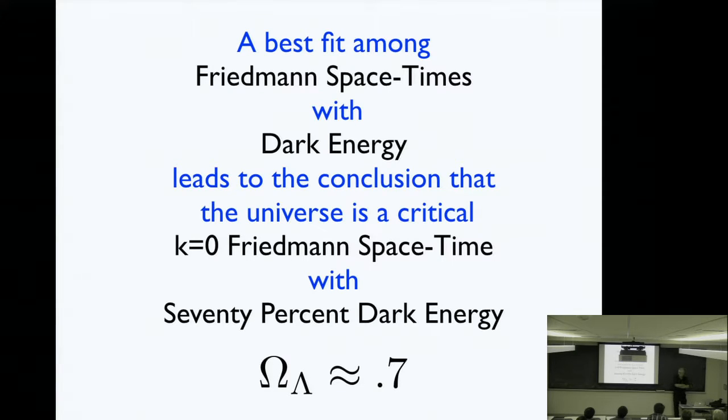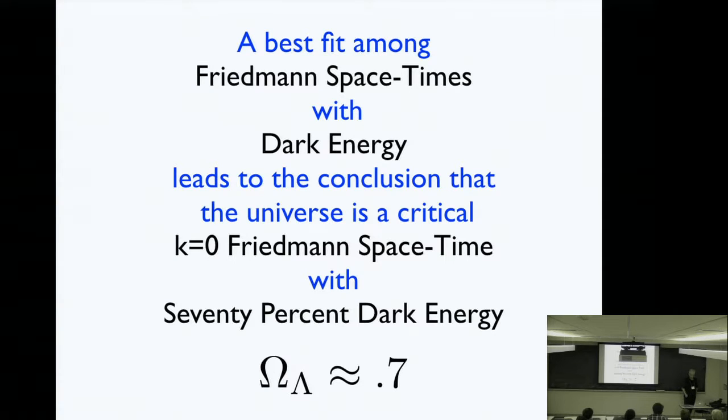Now, if you do a best fit among Friedmann spacetimes with dark energy, with the cosmological constant, you get the conclusion that the universe is a critical, flat at every time, k equals zero, Friedmann spacetime with 70% dark energy.